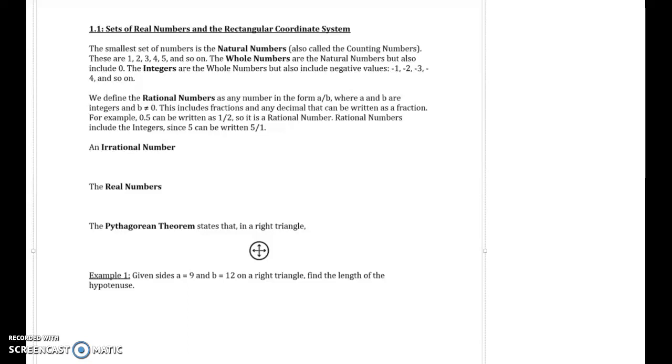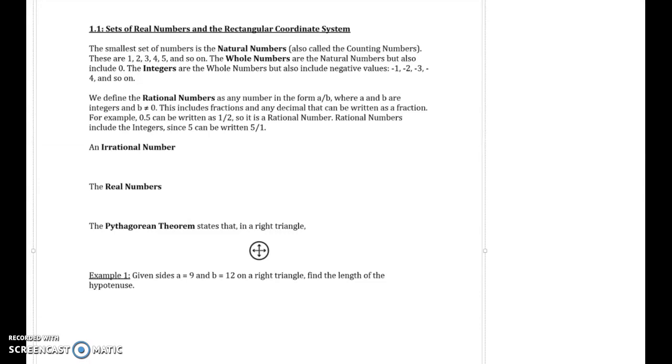Okay guys, good morning. College Algebra section 1.1. In this first part, you will have to remember a set of definitions: natural numbers, whole numbers, integers, and rational numbers. As you can see, irrational numbers, real numbers, as well as the Pythagorean theorem are not written. You have some space. Please use your book to fill up these definitions.